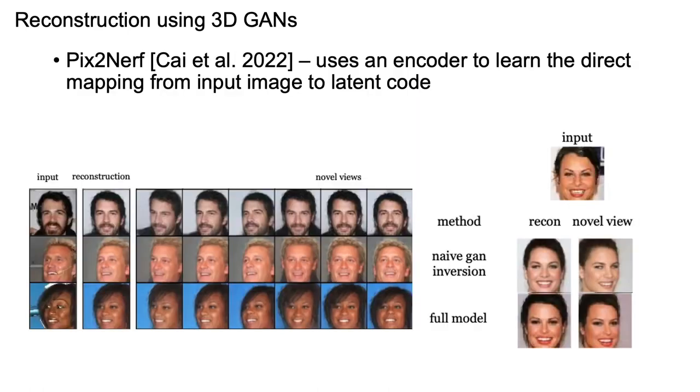Instead of having to optimize the latent code during inversion, Pix2Nerf jointly trains an encoder with a 3D GAN that learns the mapping between generated images and sample latent codes. During inversion, the input image is directly encoded to a latent code, which speeds up the reconstruction process.